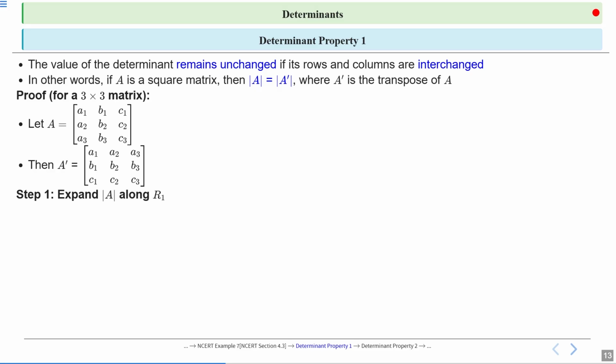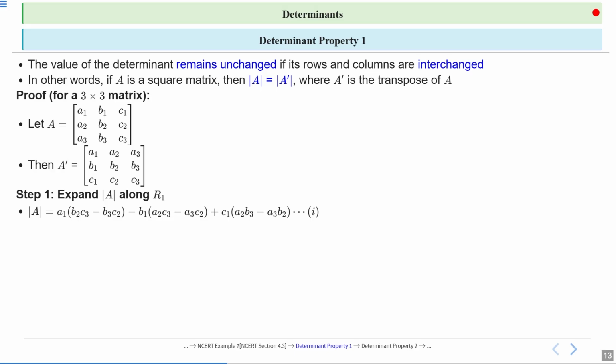So at first we find the determinant of matrix A. Just expand along R1. So a1 multiplied with the determinant of the matrix of order 2 cross 2 obtained by cancelling the first row and first column. So the matrix is b2, c2, b3, c3, and its determinant is b2 c3 minus b3 c2. In a similar way, the sign comes from minus 1 to the power i plus j, that is 1 plus 2, that is 3, which is odd. So we get minus here.